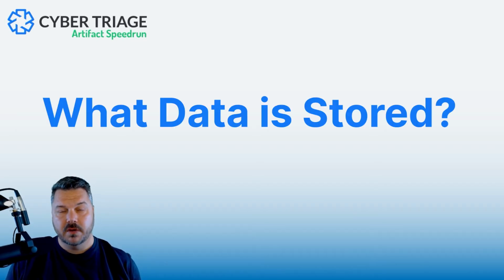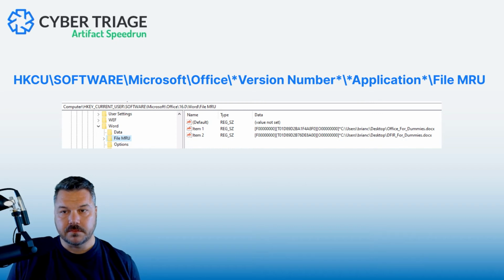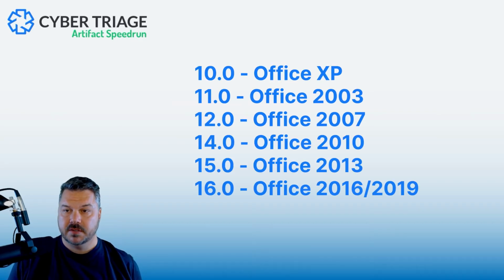So what data is stored? The Office MRU data is stored in a user's ntuser.dat registry hive like this. And each Office application and version has its own list. For example, here is a path for Word 2016. And you can tell which version of Office they are using based on these version numbers.